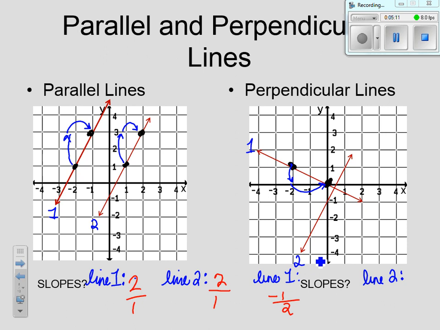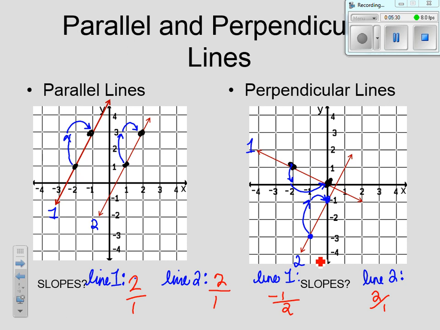I pick 2 points again. That's a nice point there, and there's a nice point there. And we talk about what is the slope of that line. It rises up 2, and we run over 1. So the slope of that line would be 2 over 1.